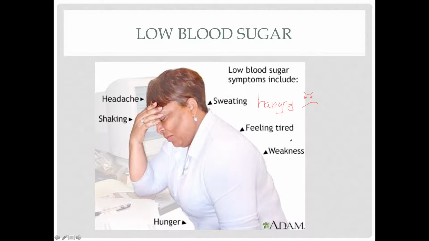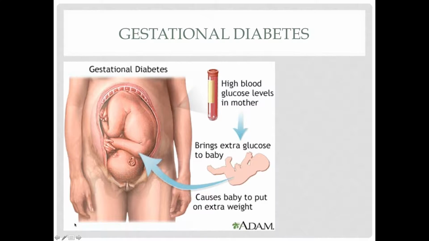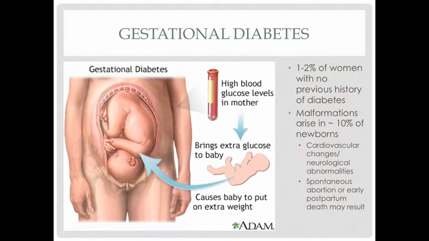Just finally, the final type of diabetes is called gestational diabetes, and in gestational diabetes, there are high levels of blood glucose in the mother because now her pancreas has to make enough insulin for both the fetus and herself. So if there's not enough insulin being created, the glucose will stay in the bloodstream and then it's stored in fatty tissue. So you'll see that these babies are typically heavier than normal weight babies because they're putting on extra fat. This develops in 1% to 2% of women with no history of diabetes, and it's taken pretty seriously because malformations arise in about 10% of newborns, and they can be pretty serious, like cardiovascular changes, neurologic abnormalities, spontaneous abortion, or early postpartum death.